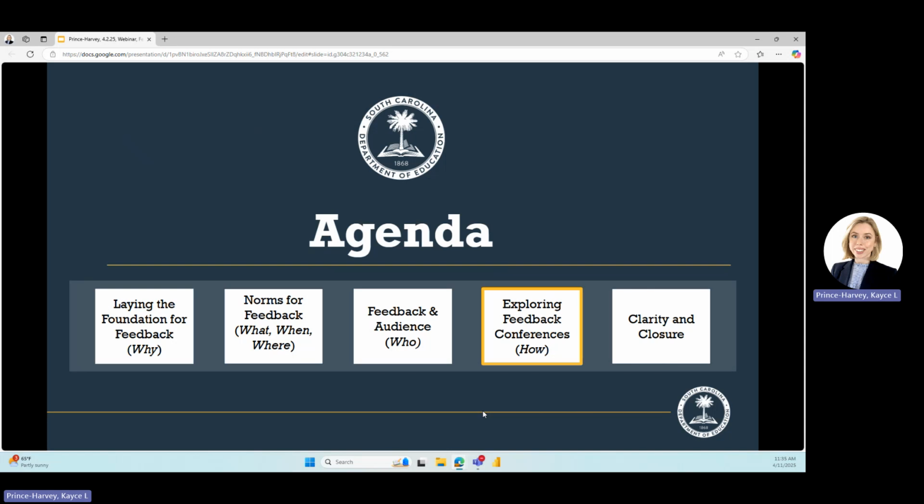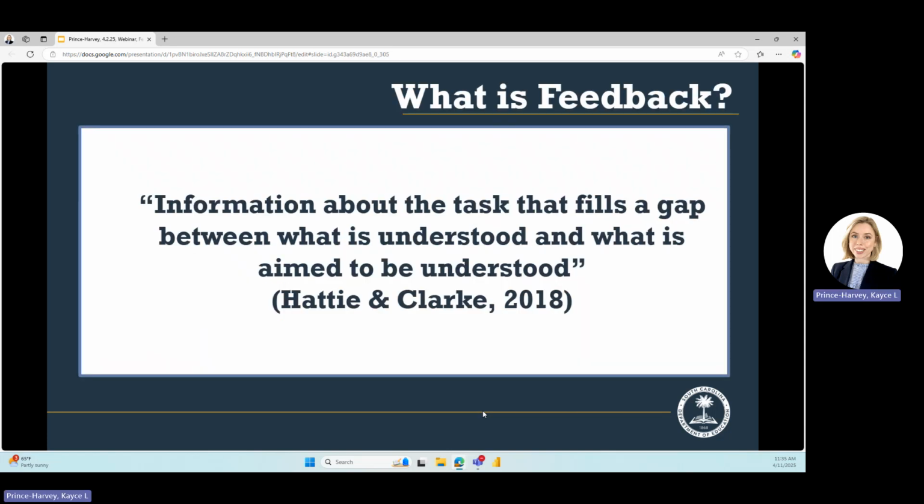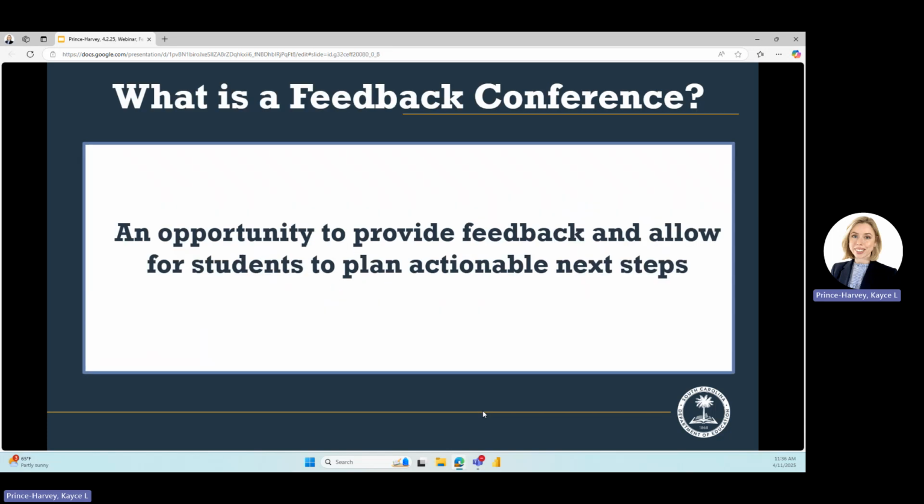Wrapping up here with exploring feedback conferences, we've looked at the why, the where, the what, the when, the who, and now we're going to look at the how. So again, going back to that definition of feedback from Hattie and Clark, that feedback is information about the task that fills a gap between what is understood and what is aimed to be understood. We're going to add to that by considering something called a feedback conference. So a feedback conference is just an opportunity to provide feedback and allow for students to plan actionable next steps.